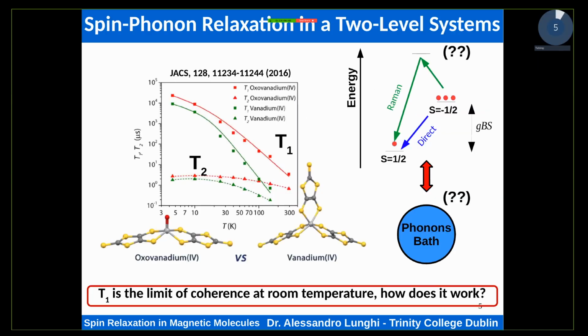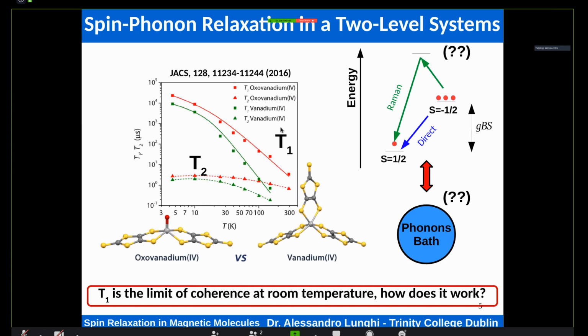Okay, let's see a classic experiment in magnetic molecules. What we are interested in principle is T2, the coherence time, but we also need to monitor T1, and I'll explain why. In this plot you see these two times, T1 and T2, as a function of temperature. This is a very common experiment. We measure T1 and T2 as a function of temperature, and we see where the bottleneck for these processes is.